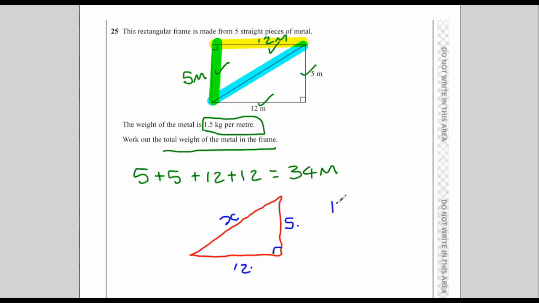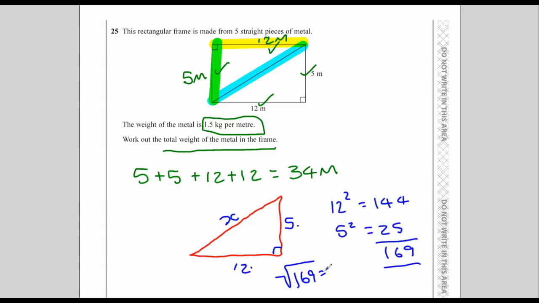So 12 squared is 144. 5 squared, 5 times 5 is 25. Add them together, you get 169. And we want the square root of 169. That means what times what gives you 169? And the answer is 13. Okay, so this is 13.